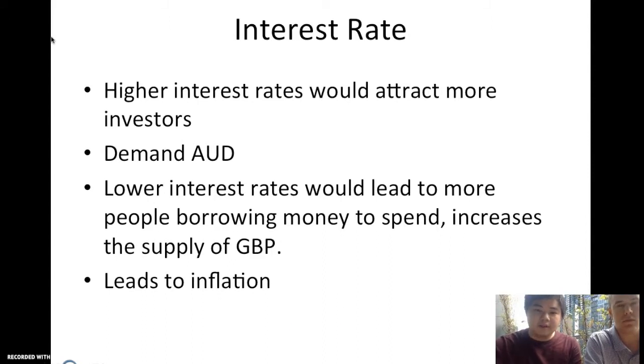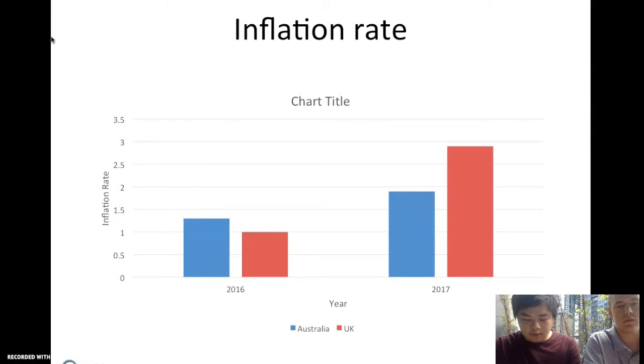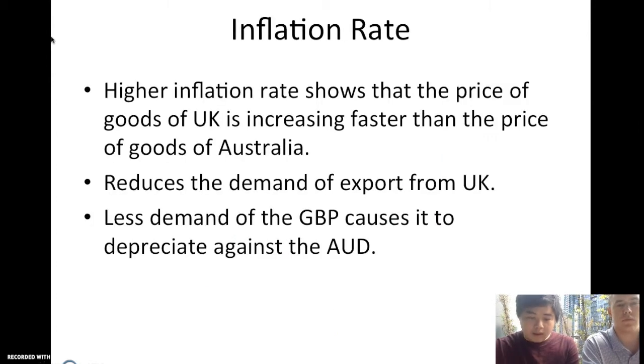Now, this leads to my second point, the inflation rate. If you can see from the chart, it shows that the inflation rate of the UK has increased from 1% to 2.9%, while the inflation rate of Australia has increased from 1.3% to 1.9%. A higher inflation rate shows that the price of the goods in the UK is going to increase faster than the price of the goods in Australia.